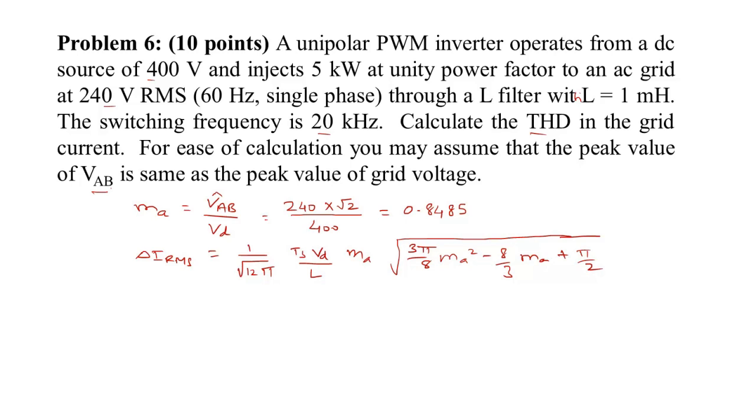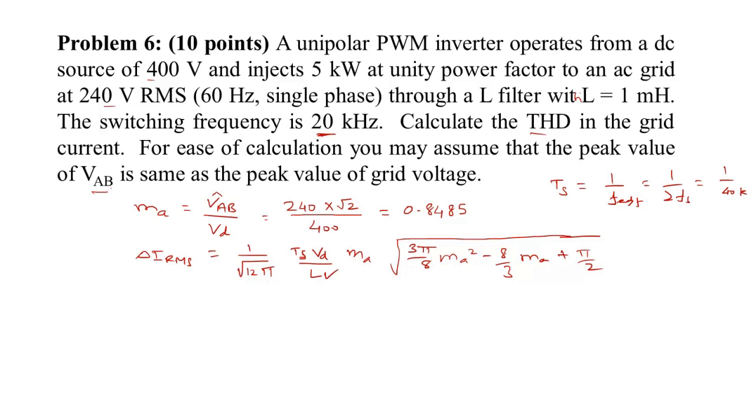So the one thing to remember here is the Ts to be used in this equation is the effective period. Ts is 1 over f effective, which is twice the switching frequency, or 1 over switching frequency is 20 kilohertz, so 1 over 40k, 40,000 is Ts.